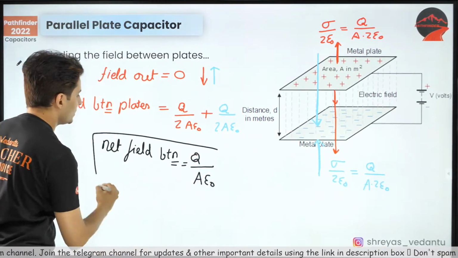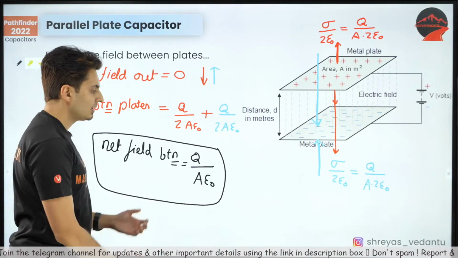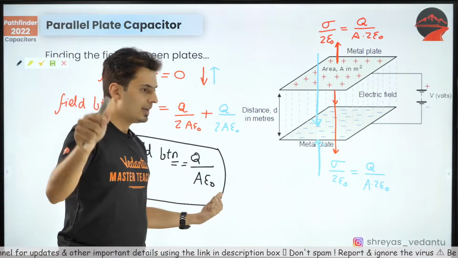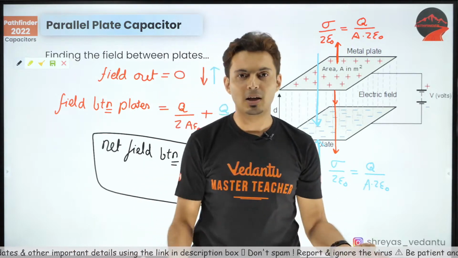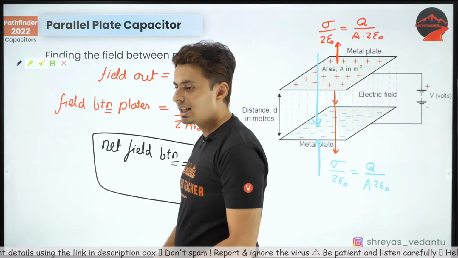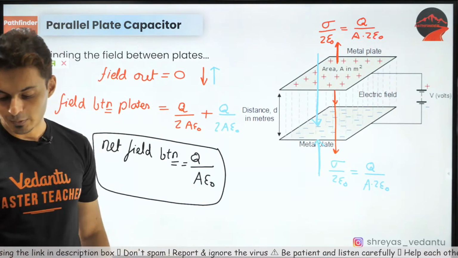Now this is something which you are supposed to remember. The field between the plates of a capacitor is sigma by epsilon naught or Q by A epsilon naught. Very, very important formula. Beautiful. A lot of you got it. Excellent, guys. I'm really proud of you.